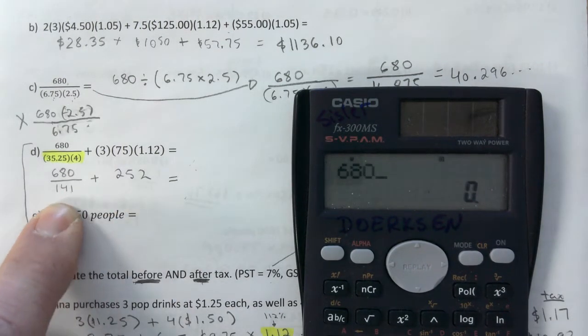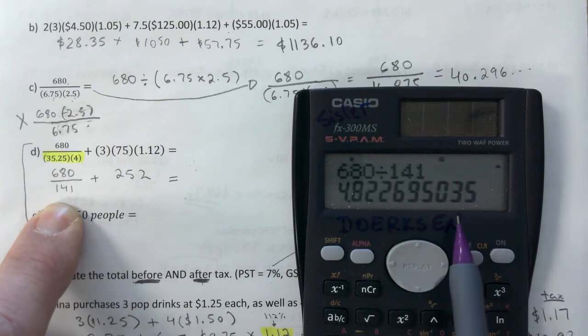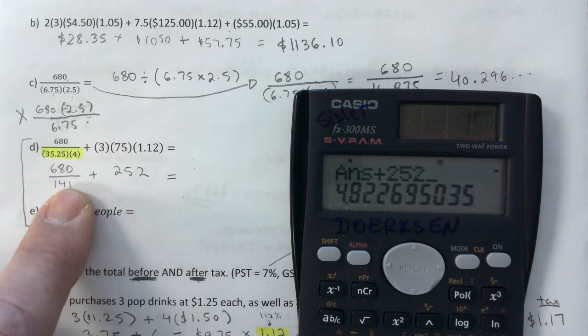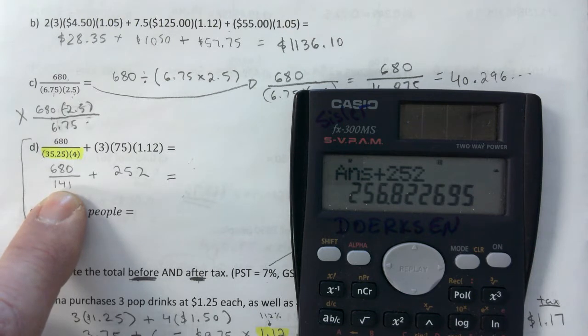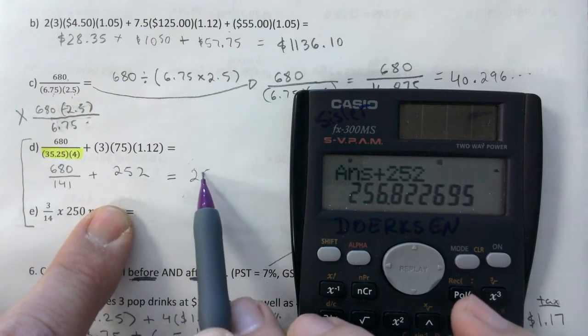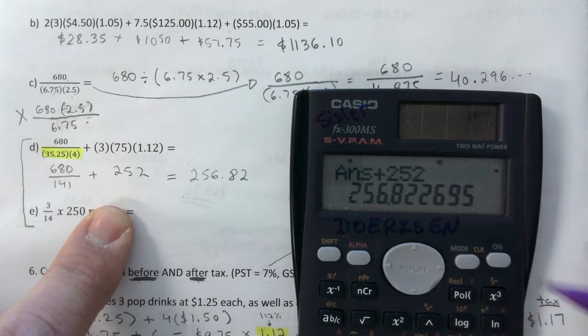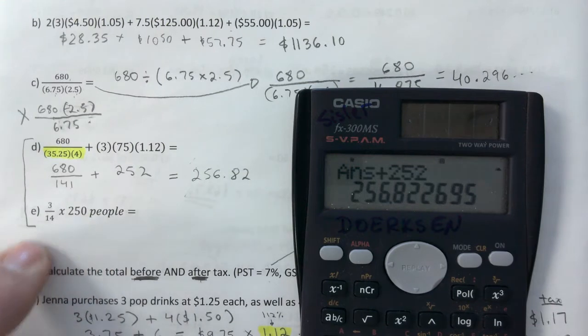You could go 680 divided by 141. Oops. Divided, right? As I said, you get this, and on your calculator, don't clear it, just go plus 252. That's where rounding early can get you in trouble, right? You shouldn't be rounding too soon, okay? Don't round early because that gets you in trouble. So it's 256.82 is your final answer. Final answers get rounded to 2 decimals, so that sticks.